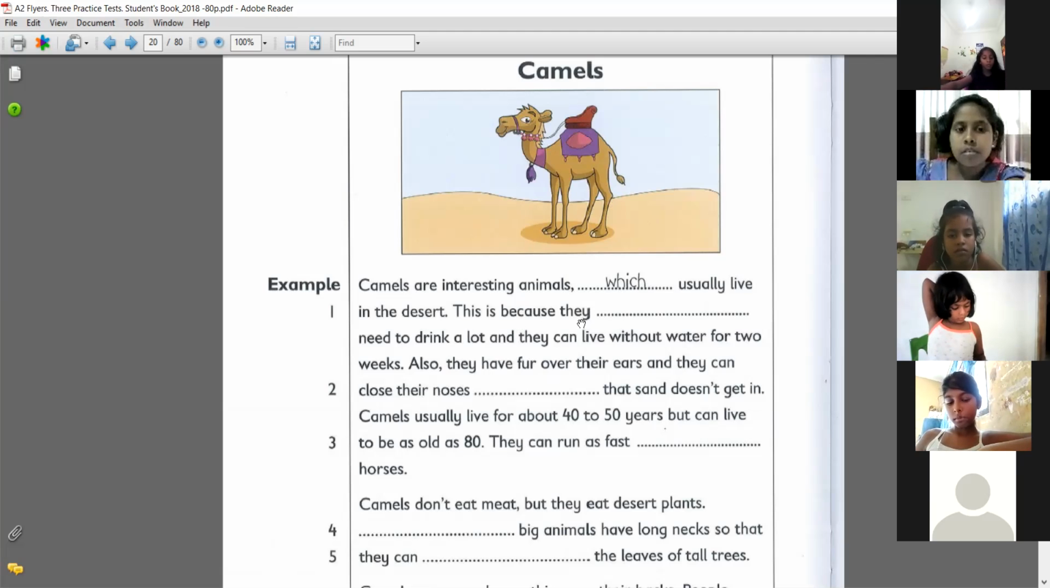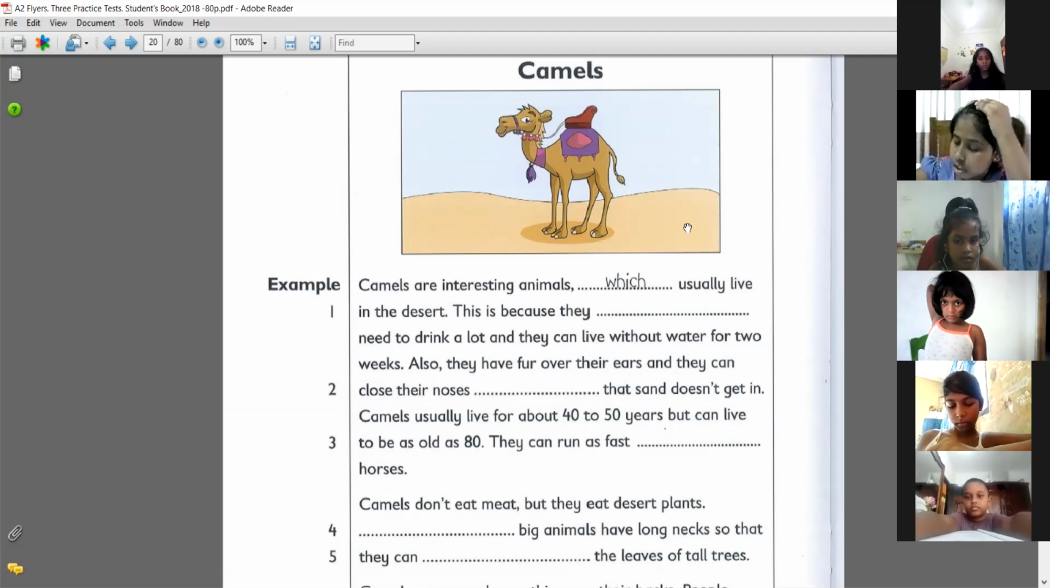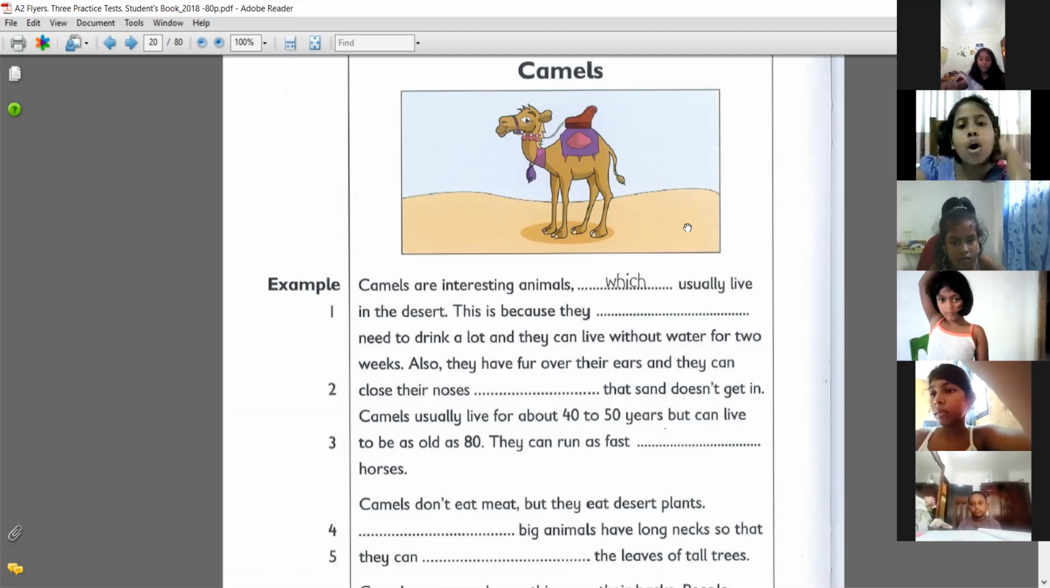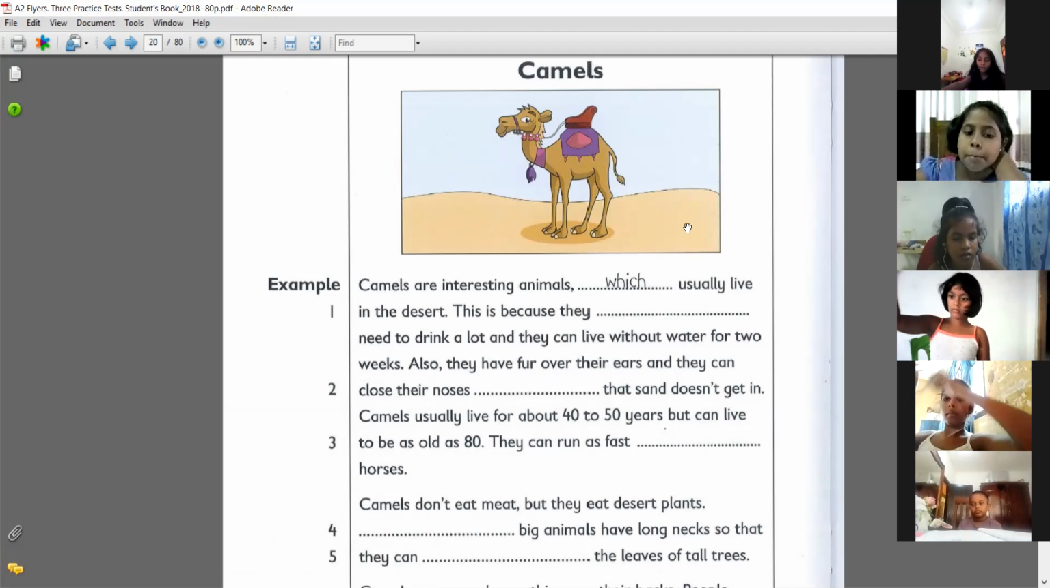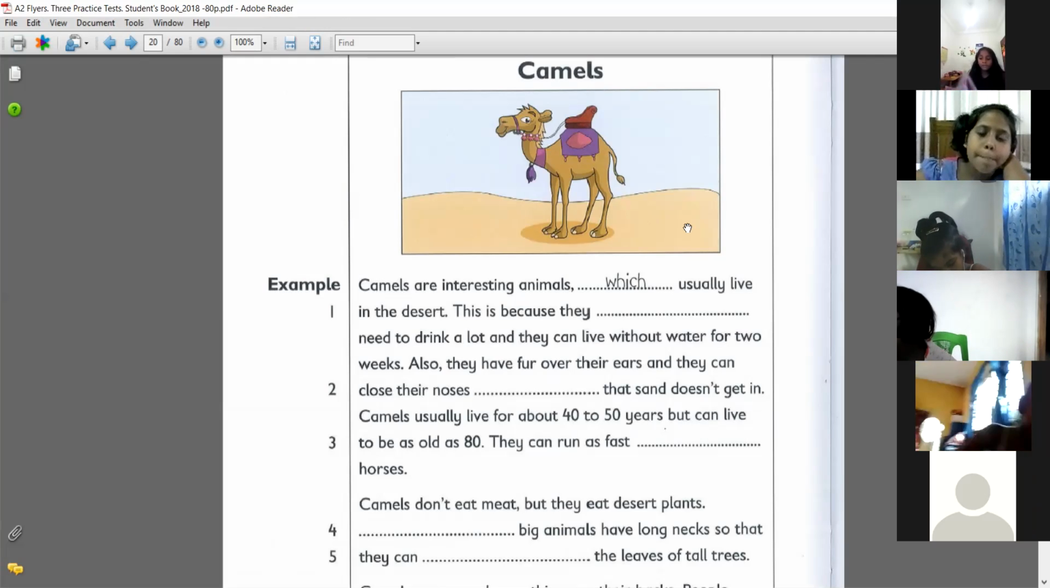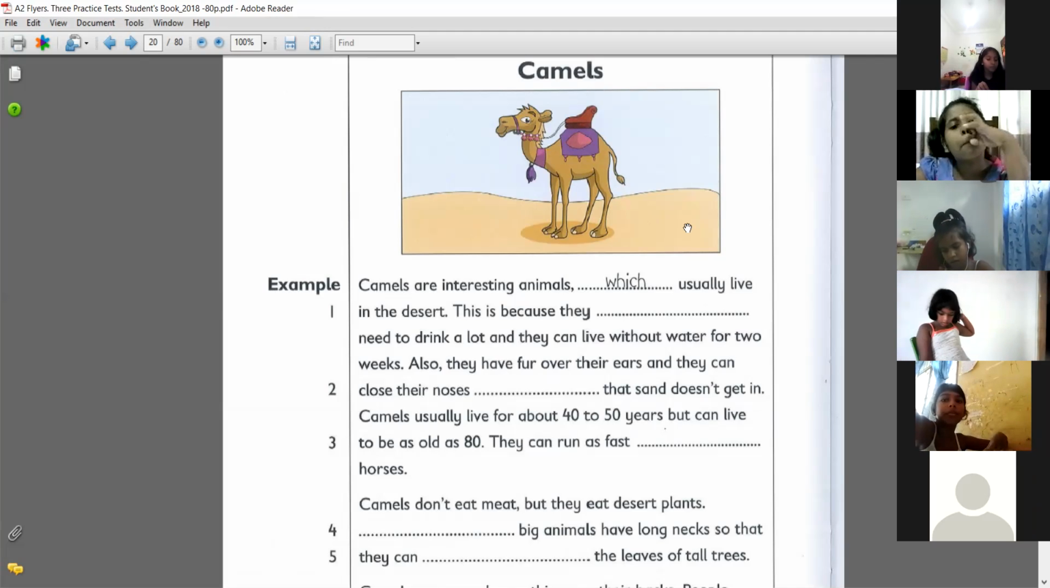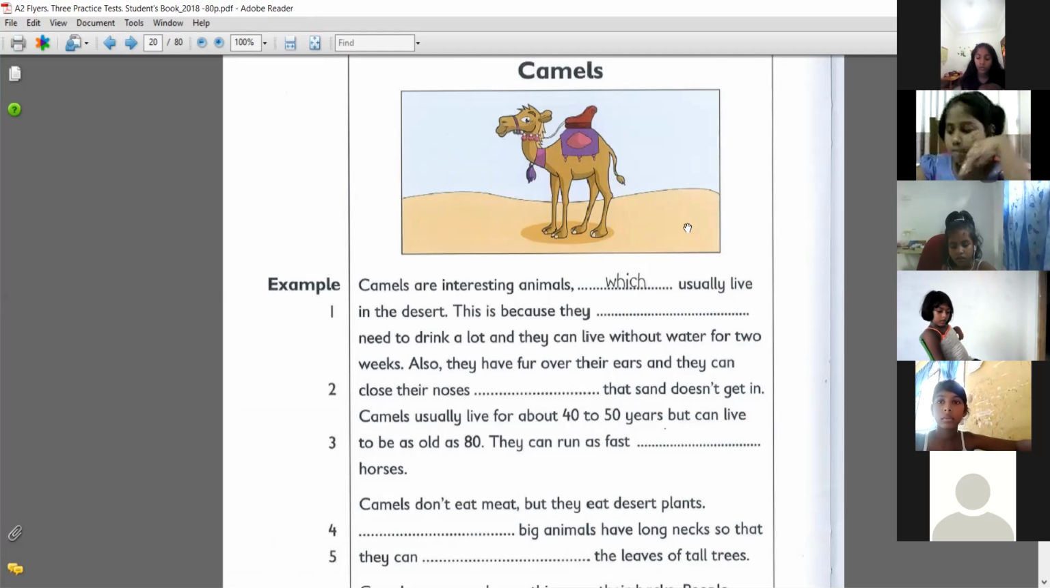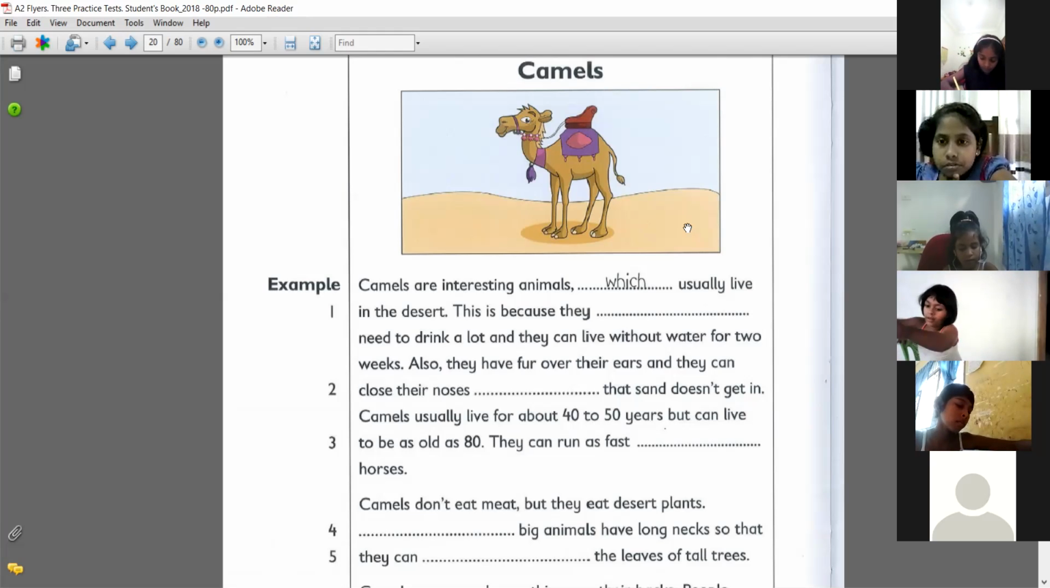Next one. This is because they blank need to drink a lot and they can live without water for 2 weeks. So they want, don't, didn't. Which word do we use here? Don't. They don't need to drink a lot and they can live without water for 2 weeks. Then the first answer is don't.